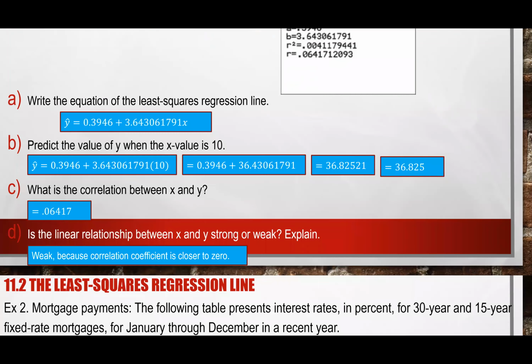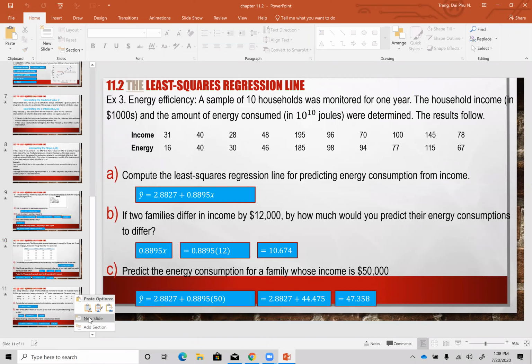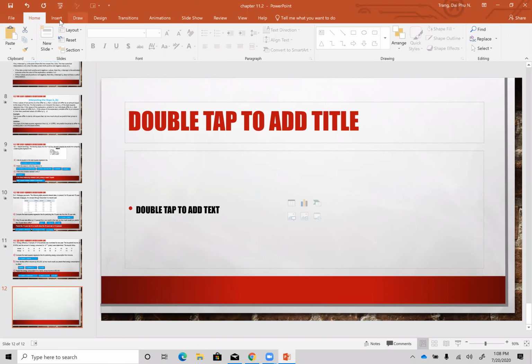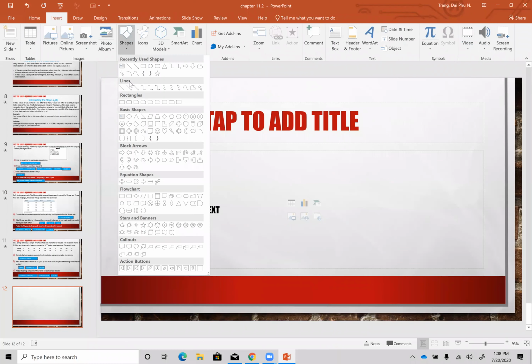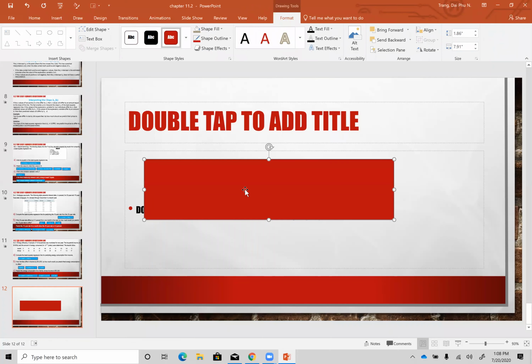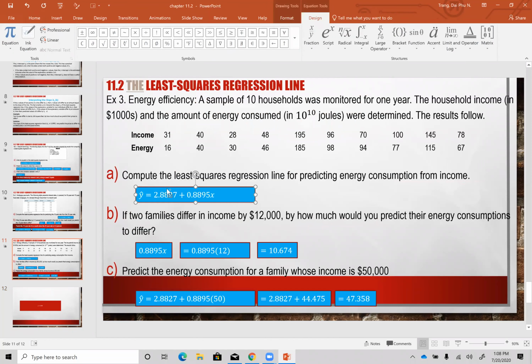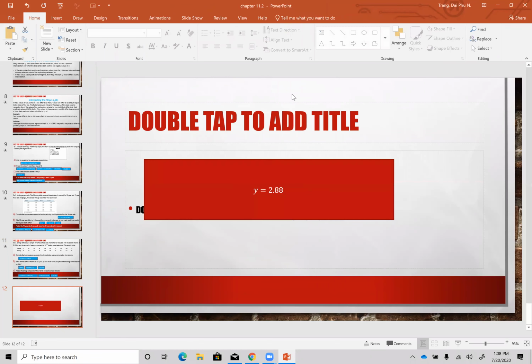If you do it the other way, give me 1 second here. Reminder, this is what you have. Your equation is y equals, let's say, 2.88. Hold on, let me just copy this. So let me delete. Give me 1 second here.